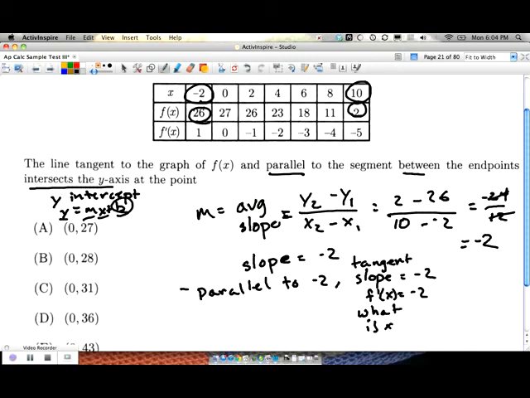Well, let's see what we got. m equals negative 2. x, which one of these gives me negative 2? Aha! Here it is. m equals negative 2. x equals 4. y equals 23. So let's plug those pieces in and see what we get.